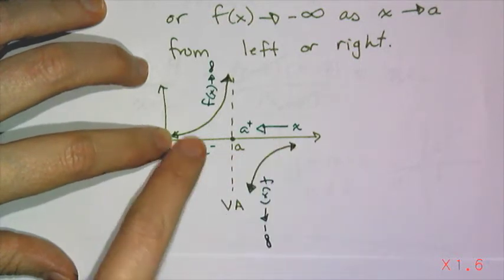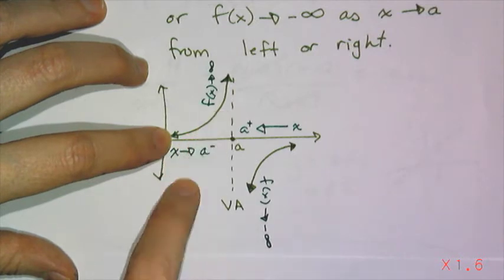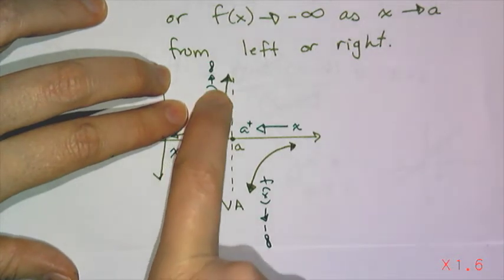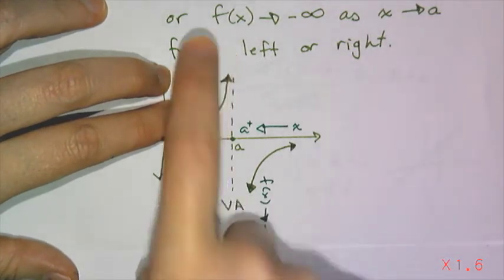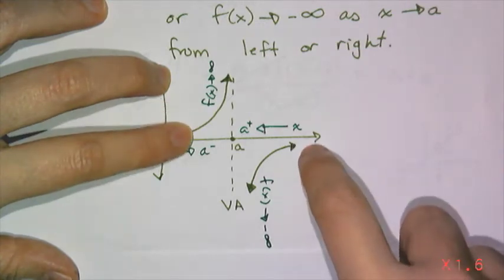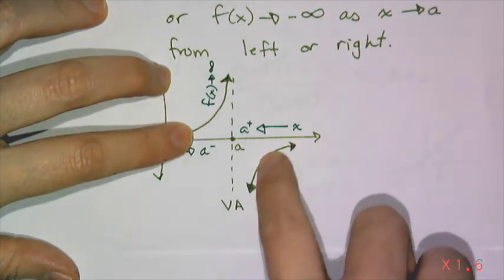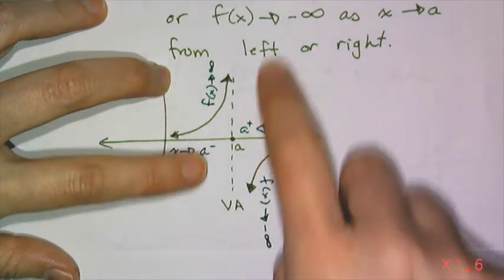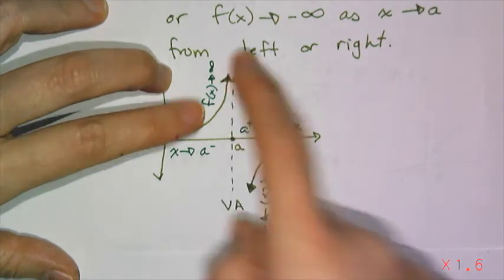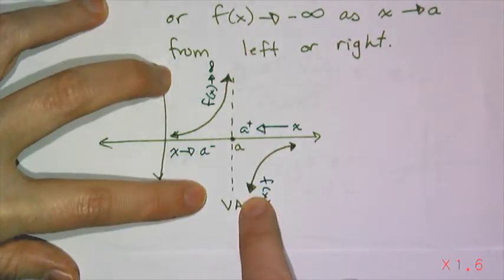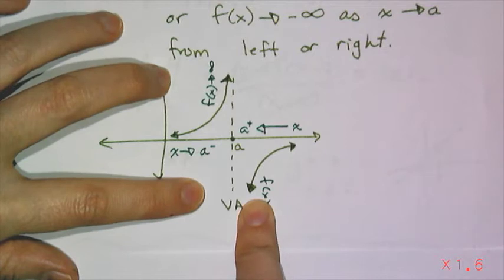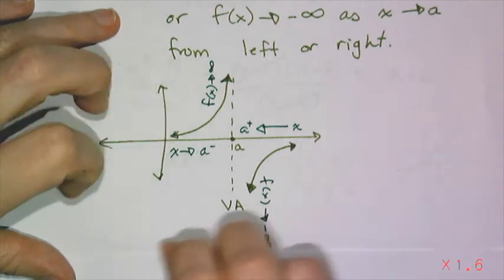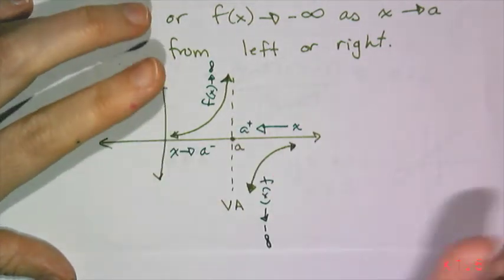And what happens to the function is, as it gets closer, in this case, to a from the left side, the function value gets bigger and bigger and bigger and approaches positive infinity. And so then if the x value approaches from the right side, then the f of x value in this case approaches negative infinity. Now, of course, these two can be swapped. They can both go to positive infinity or they can both go to negative infinity. All that really matters for a vertical asymptote is that the function value, the f of x, blows up, either to something super huge positive or something super huge negative.